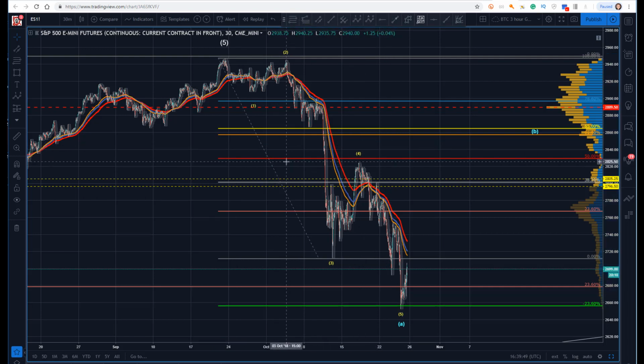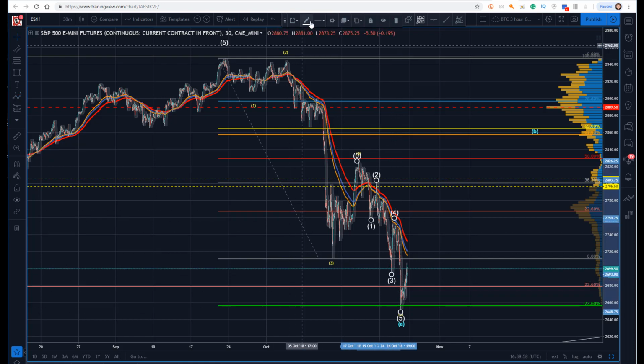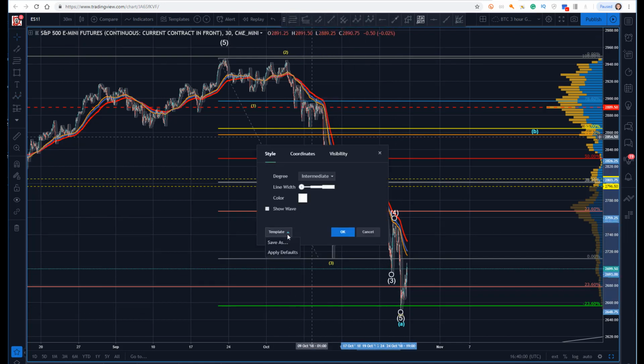So likely the front run. And you can see coming down fairly clearly, we've got the same thing happening. Now we've got to obviously change that degree. So let's get down. That's what I want. Let's go sub-micro so we can see that.